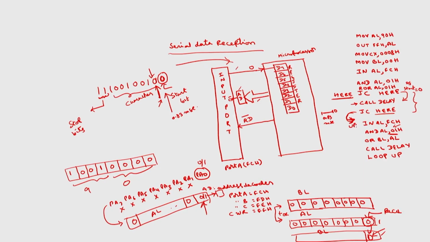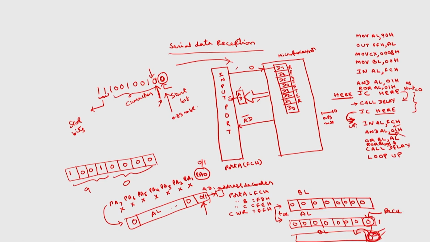Again I will input the data that is received here into AL. In that also we are interested in only the last bit. So, we will AND with this last bit, and then we will OR with BL. But before this, you have to rotate BL by 01H, because the first bit that is received in BL I have to transfer here, so that I can store here the next bit that is received.